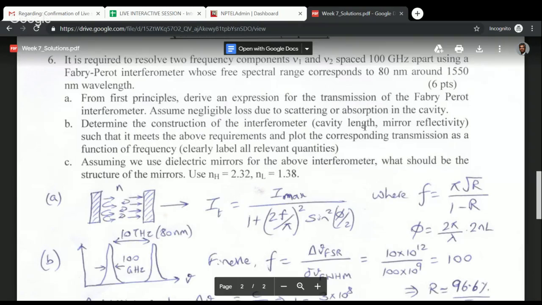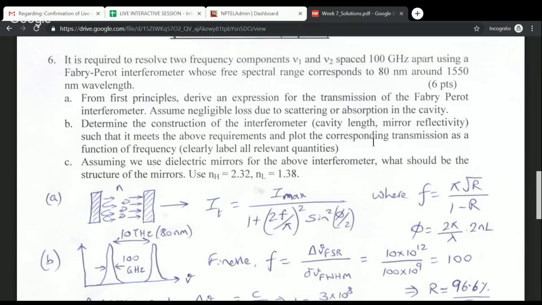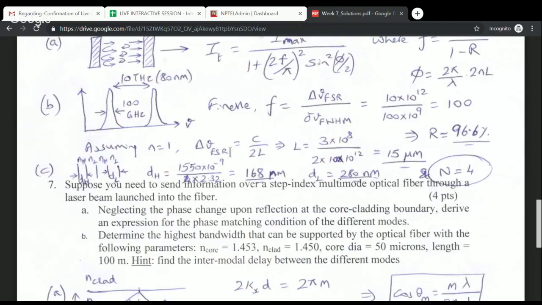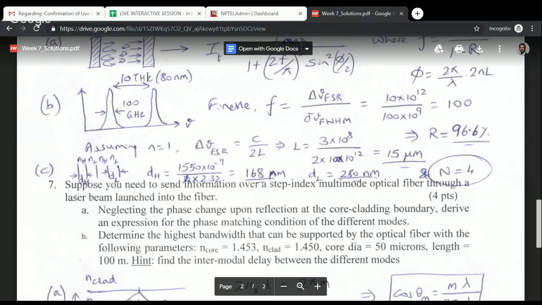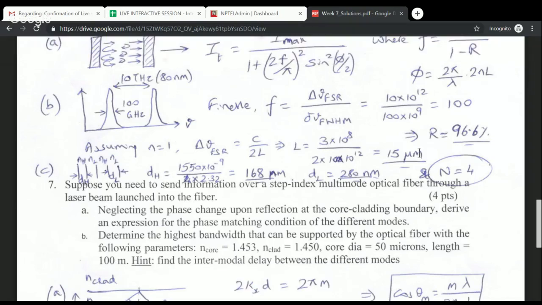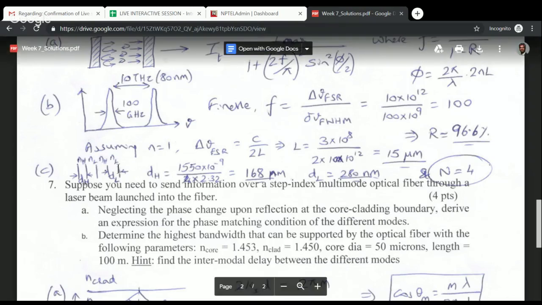Okay, and then of course the cavity length you can figure out by using this formula which we derived in the lectures. The FSR is given by c over 2nL, but in this particular case, n is equal to 1 because we have been asked to assume the medium between the two mirrors is air, right? So from that you can get your L, and then you've also been asked to figure out the number of layers that are required. This again is something that we discussed in the class before in the lectures.